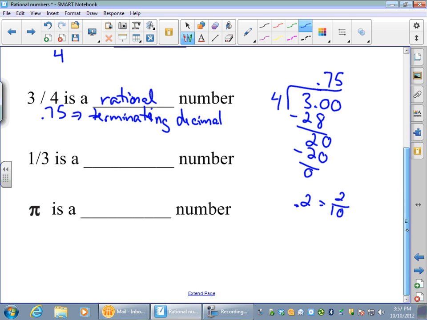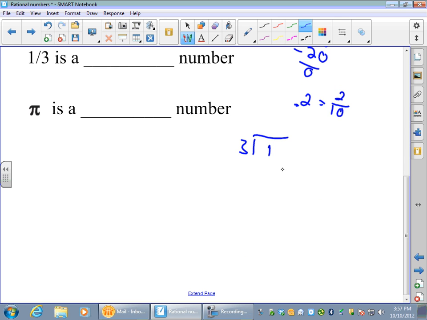All right, what about 1/3? Well, again, 3 does not go into 1 evenly, so we have to do our division here. We'll add our decimal, add a 0. 3 goes into 10 3 times. 3 times 3 is 9. You subtract, you get 1. Add a 0 and bring it down. 3 goes into 10 3 times. 3 times 3 is 9.